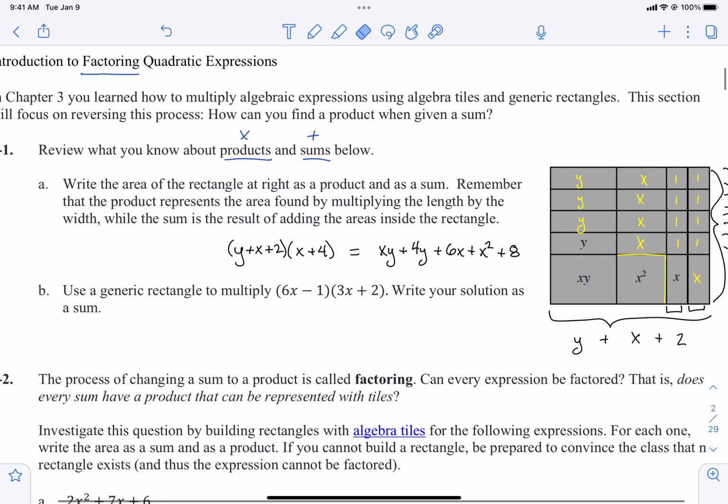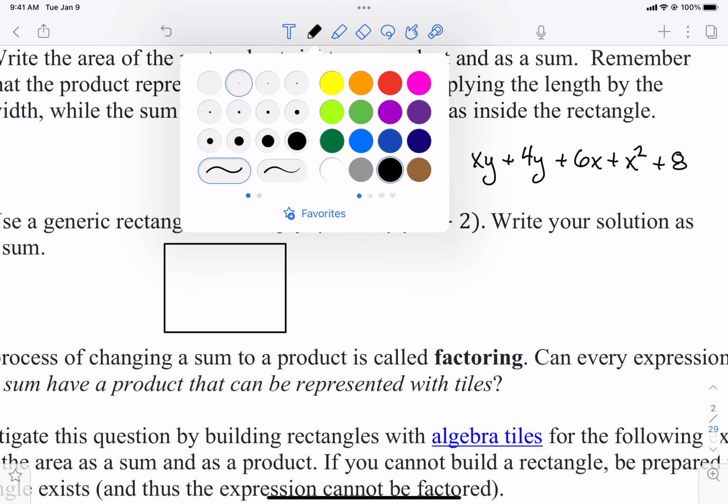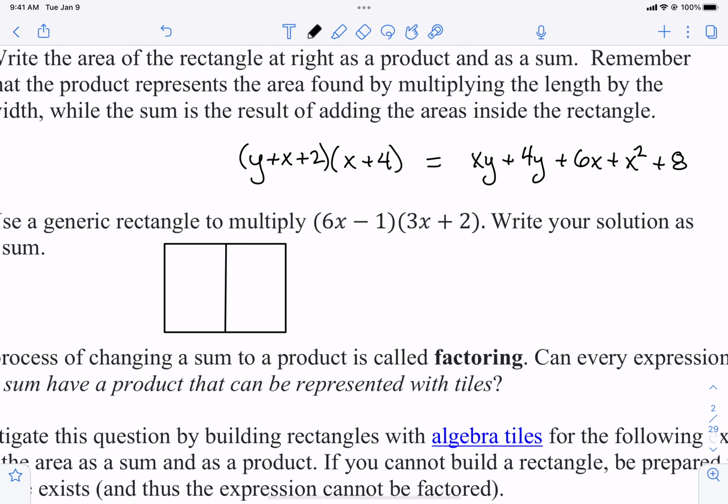In part B, it says, use a generic rectangle to multiply 6x minus 1 by 3x plus 2, and then to write your solution as a sum. So when we want to use a generic rectangle, remember this is a rectangle that is just one big rectangle broken into 4 sections. If this is the length, we could put that down on the bottom. So this would be 6x minus 1, and then this would be 3x plus 2 here.